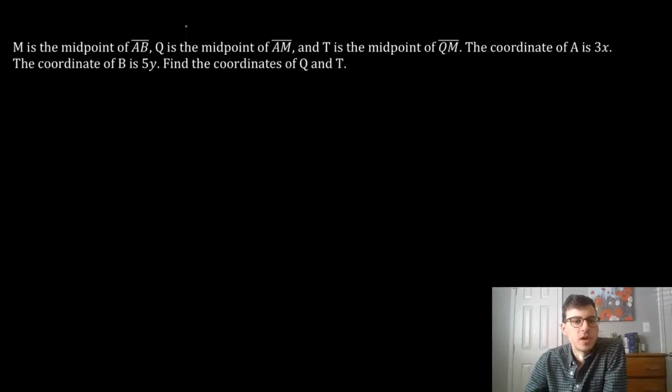M is the midpoint of the line AB. Q is the midpoint of AM, and T is the midpoint of QM. The coordinate of A is 3x. The coordinate of B is 5y. Find the coordinates of Q and T.